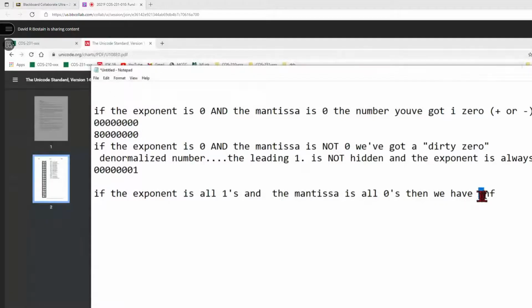The infinity is plus or minus depending upon which the sign is. Plus and minus infinity are not equal. They're as far away from each other as we can get. That leaves us with one more case.